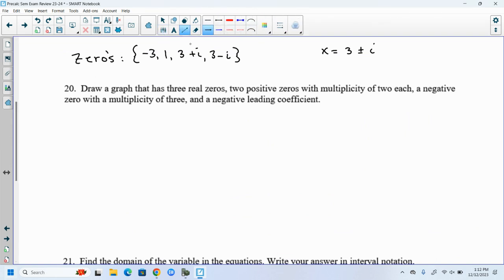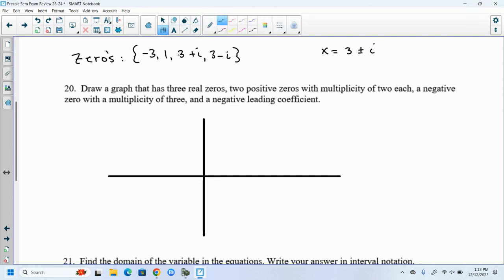Draw a graph that has 3 real zeros, 2 positive zeros with multiplicity of 2 each, a negative zero with a multiplicity of 3, and a negative leading coefficient. Okay, so we got 3 real zeros, 2 positive, 1 negative. That just means it hits the x-axis once on the negative side and twice on the positive side.